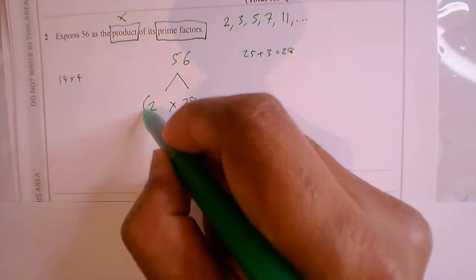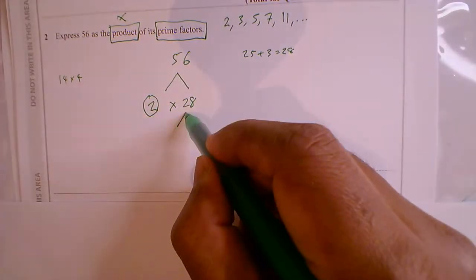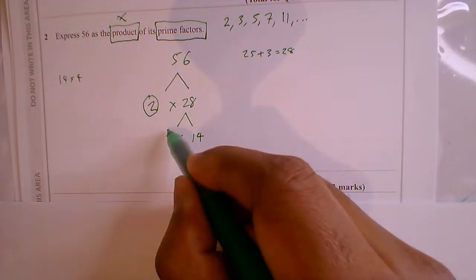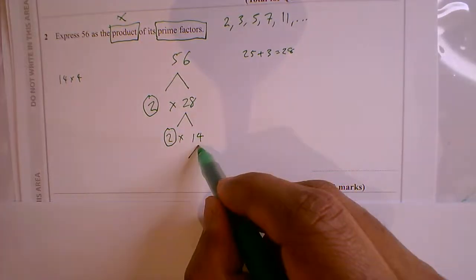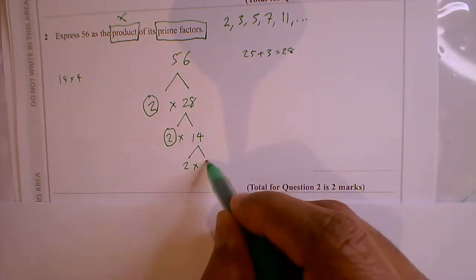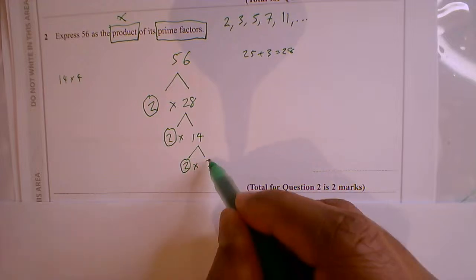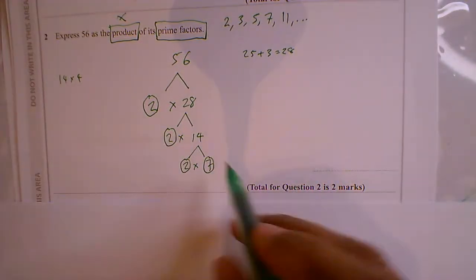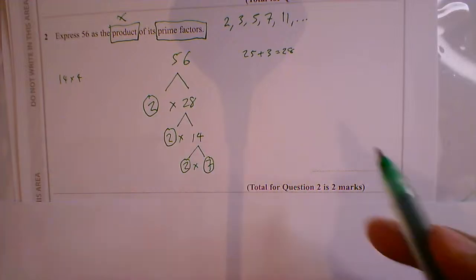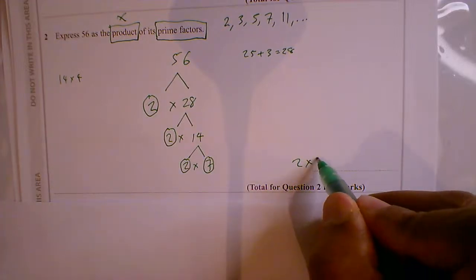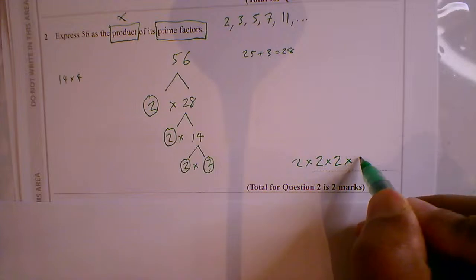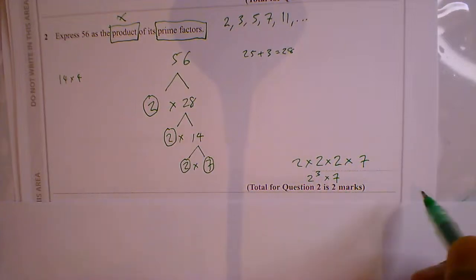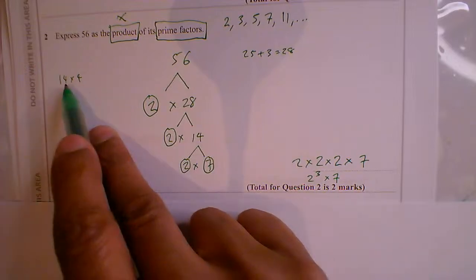So 2 is a prime number. I circle it and I continue. 2 times 14 gives me 28. So again, 2 is a prime number. 2 times 7 gives me 14. So 2 is a prime number, 7 is a prime number. So everything is circled. So I stop here. So this is 2 times 2 times 2 times 7. Or you could rewrite this as 2 cubed times 7. Both would be correct.